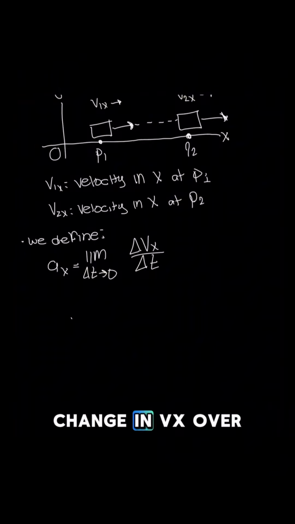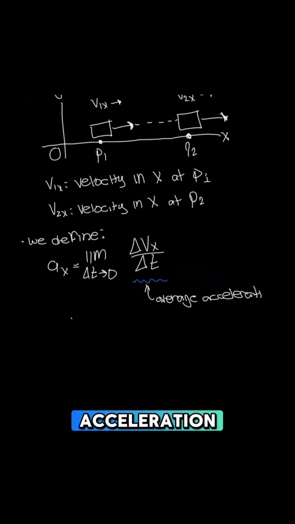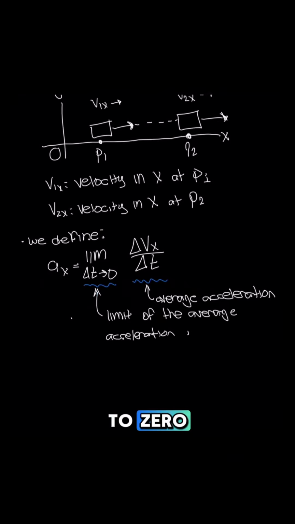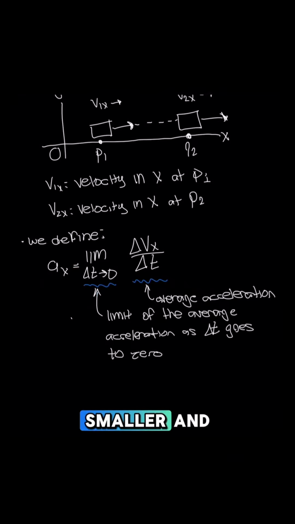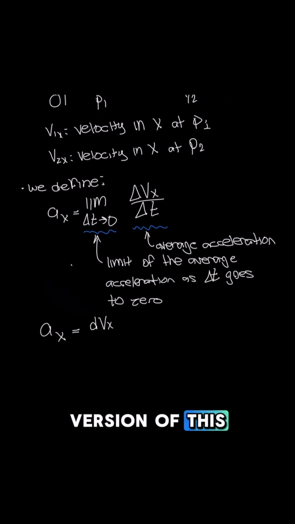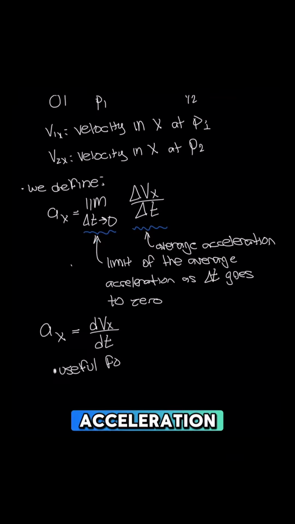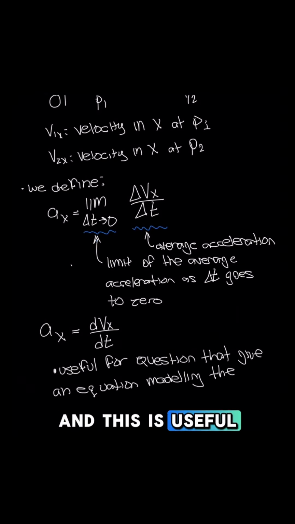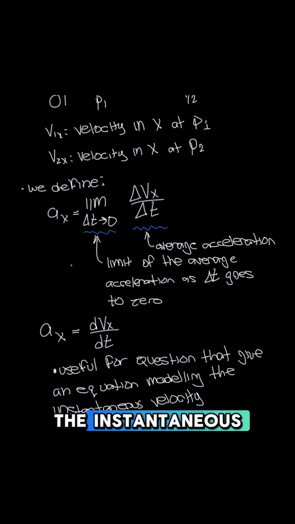So note that change in Vx over change in time is just the average acceleration. So we're taking the limit as the time interval goes to 0. So this interval is just getting smaller and smaller so that the average acceleration just turns into the instantaneous acceleration. And the calculus version of this equation is the instantaneous acceleration is the derivative of the instantaneous velocity with respect to time. And this is useful when they give us an equation for the instantaneous velocity.